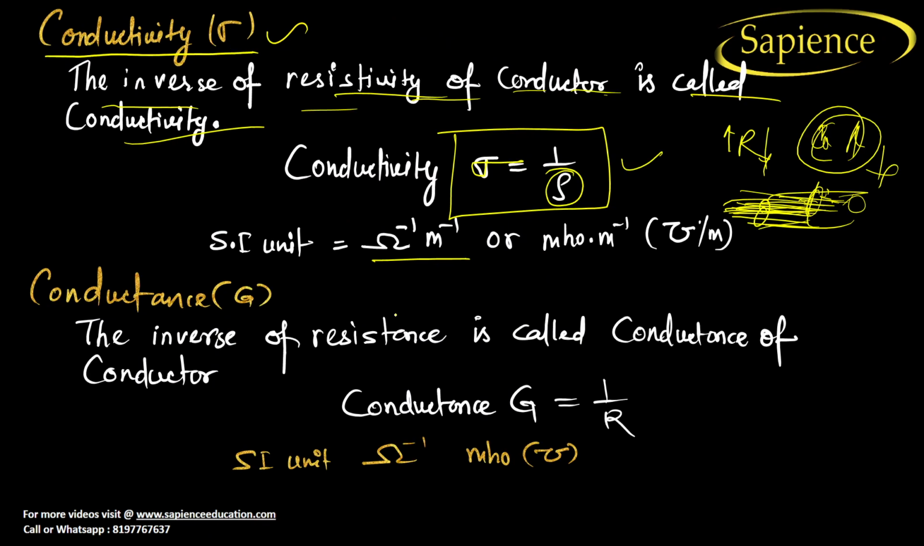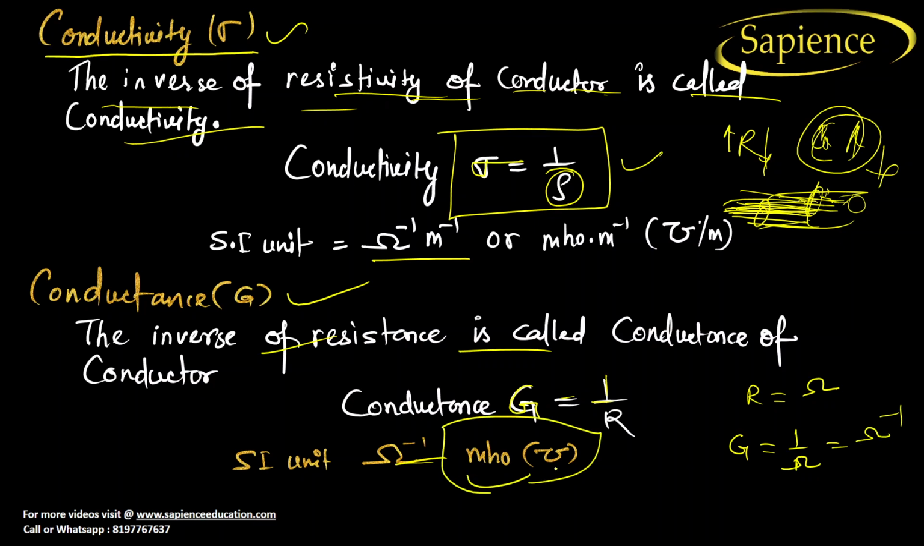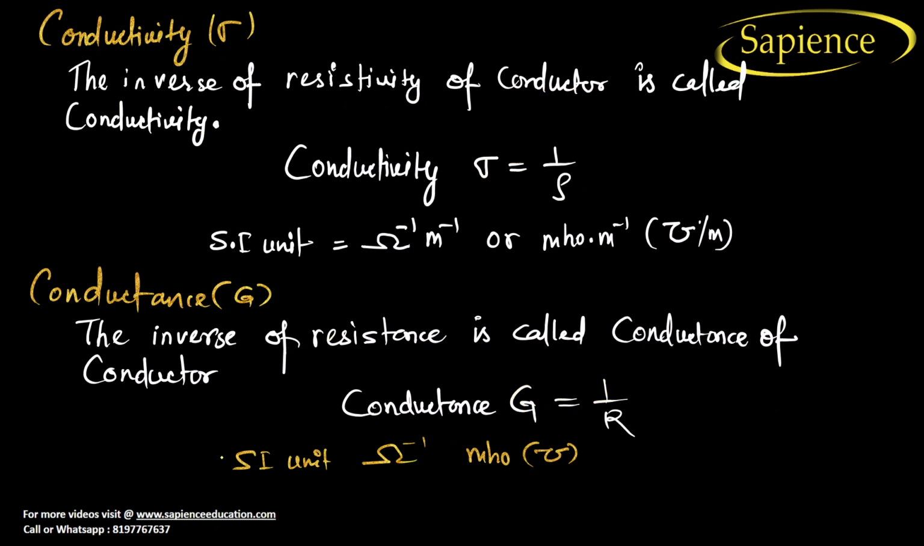Got it? Now the conductance. Conductance is the inverse of the resistance. Conductance is denoted by G and it is 1 by resistance. So if resistance has a unit of ohm, conductance will be 1 by ohm, and 1 by ohm means ohm inverse. Ohm inverse can also be written as mho, M-H-O. Just remember it like ohm, O-H-M, and mho, M-H-O, you just reverse the symbol. If you reverse the symbols, you will be able to figure it out, right?